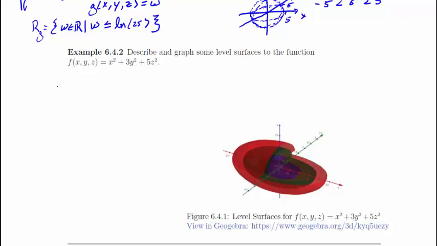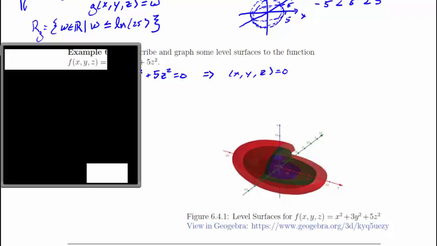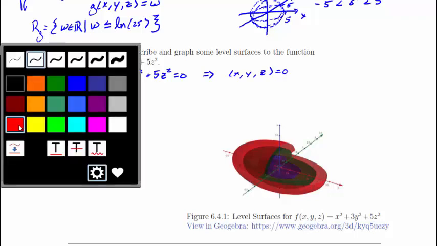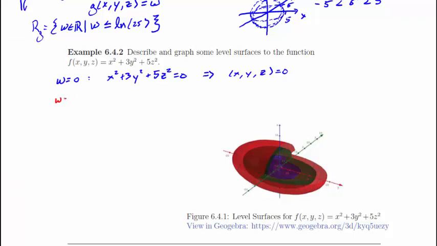So say we want omega to equal 0. So that's going to give us that x squared plus 3y squared plus 5z squared equals 0, but this only happens at the origin. So this function will only output 0 at the origin. Okay, what if we want the outputs to equal, say, 1? So let's say w equals 1.